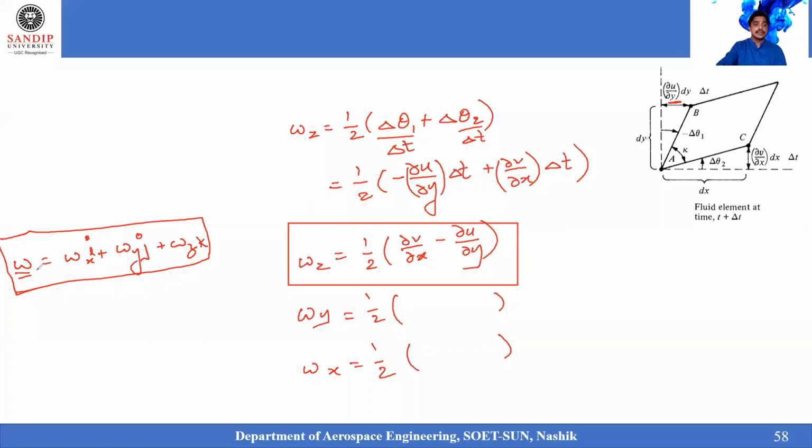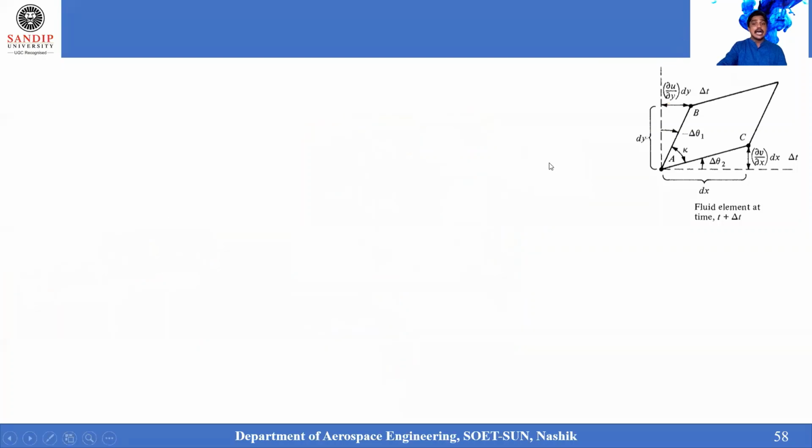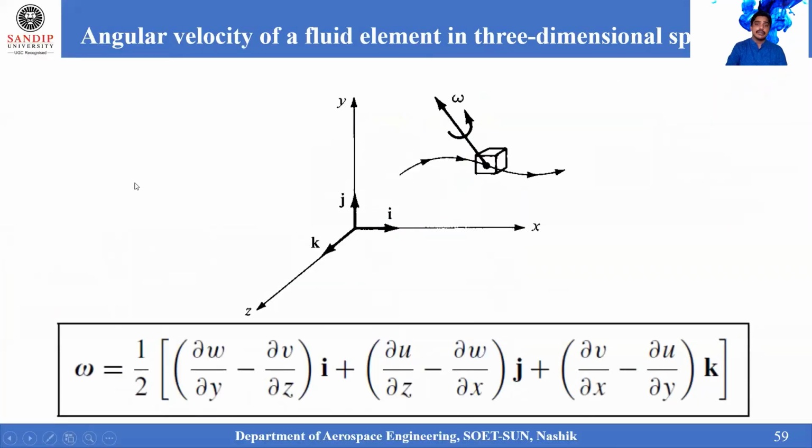When it is happening along the three axes, this is the resultant solution we will be getting for the three-dimensional frame element. So when we are talking about the three-dimensional frame element, the omega is actually the summation of omega x into i plus omega y into j plus omega z into k. So that means the x component.